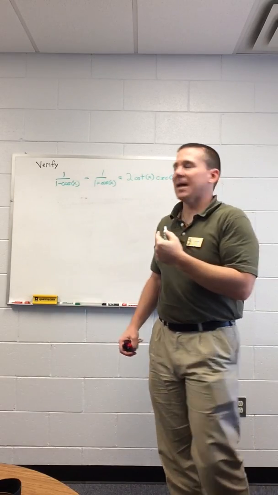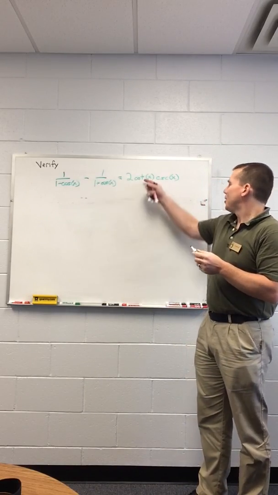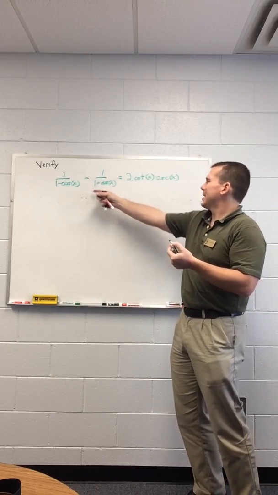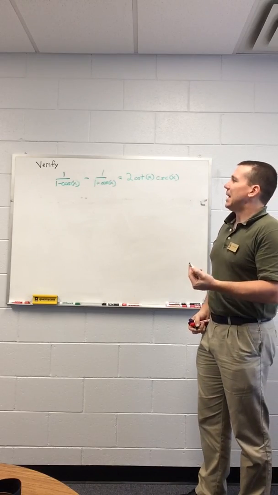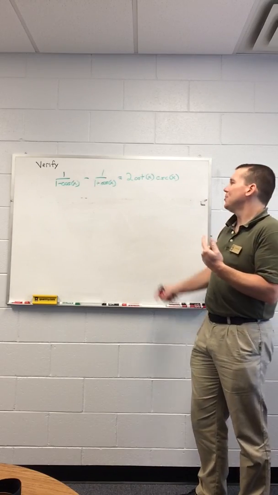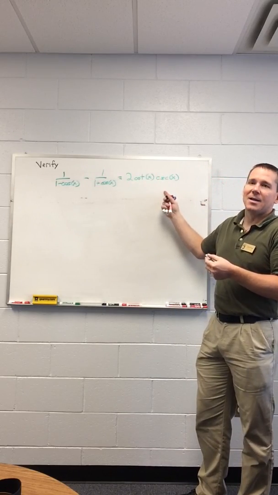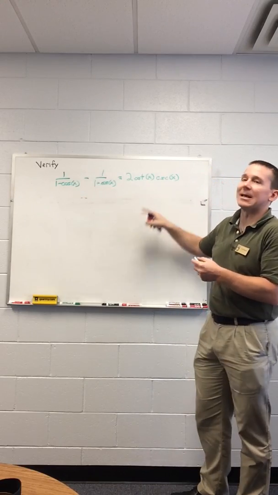And again, I would say, in theory, you could manipulate the stuff on the left and see what you get. You can manipulate the stuff on the right and see what you get. You could try to mess around with this, mess around with that, and get them to both look like something else that's equal. Your book might do that. I'm not going to do that. I'm always just going to start here and make this look like that. So our question becomes, how do I make this thing look like that thing?